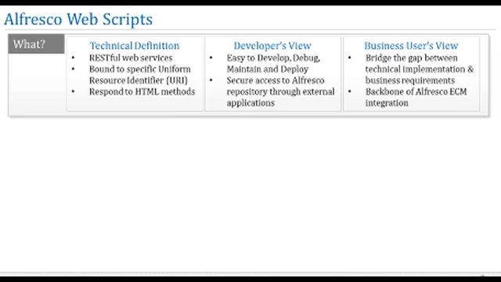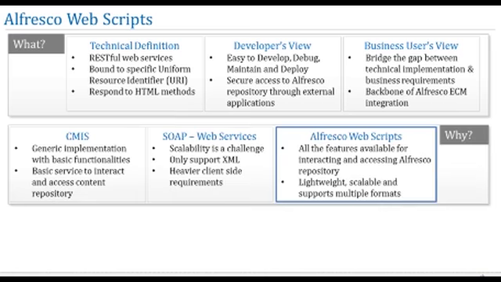Now, having understood what web scripts are, let's understand what are the other alternatives and why web script is the preferred choice amongst all of them. So the other two alternatives are SOAP-based web services and CMIS. Web services is one alternative, but they have heavier client-side requirements. They only support XML. They have a dependency on SOAP, and also scalability is a challenge if we take web service as an option.